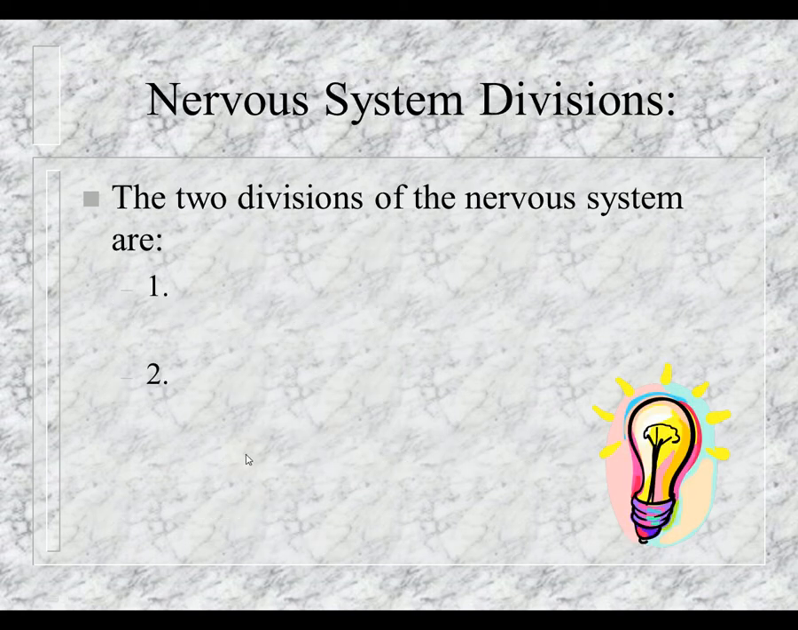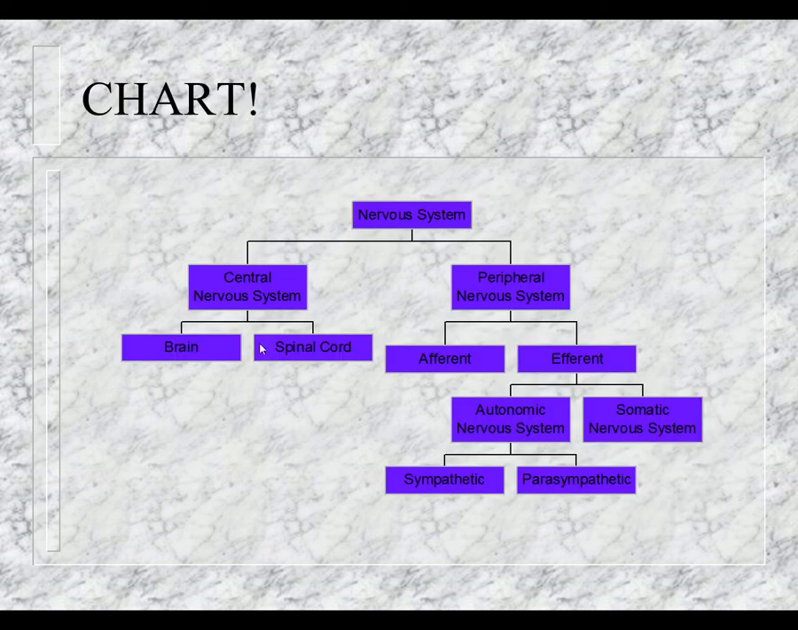The nervous system has two major divisions. One is the central nervous system, and the other is the peripheral nervous system. This chart, you may not be able to see it too well, but it helps break it down for you. You have your nervous system. You have your central versus your peripheral. The central nervous system further breaks down into the brain and spinal cord.